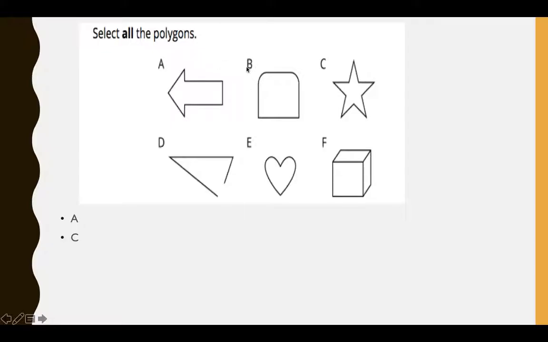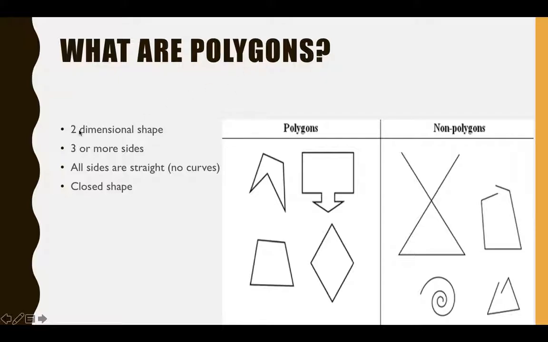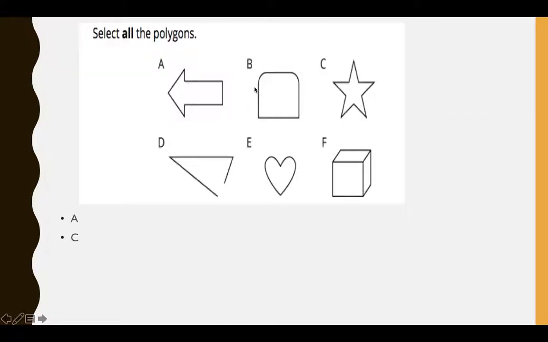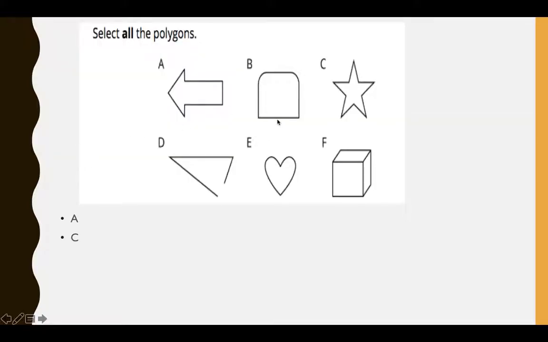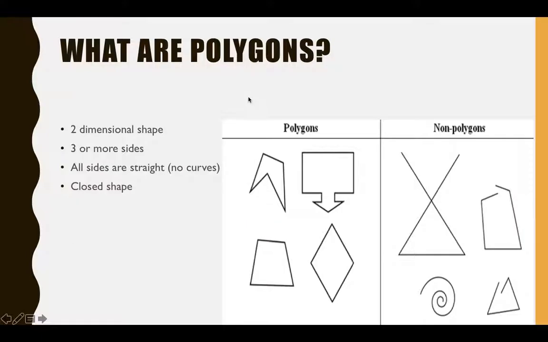Moving on to figure B. Again, we're looking for something that's a 2-dimensional shape. This looks 2-dimensional. I only see 1 face. It's not 3D like this cube over here. There's only 1 face, so we have a 2-dimensional figure. 3 or more sides. 1, 2, 3. It has at least 3 sides.